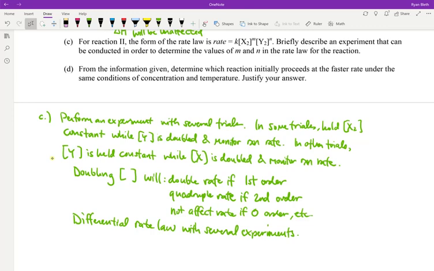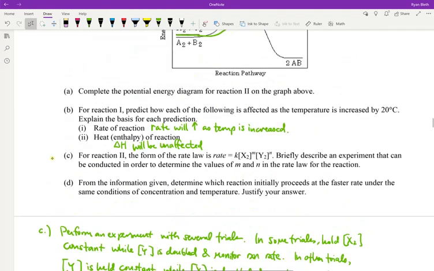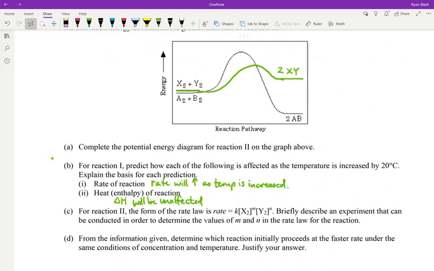From the information given, determine which reaction initially proceeds at the faster rate under the same conditions of concentration and temperature. So what they're saying there is, what if A and B and X and Y were all the same concentration? Let's just say they're all 1 mole per liter, just for simple numbers. And then the reactions are going to happen at the same temperature conditions as well. So let's say at 300 Kelvin, for example. Which reaction will proceed faster if everything is being held constant?